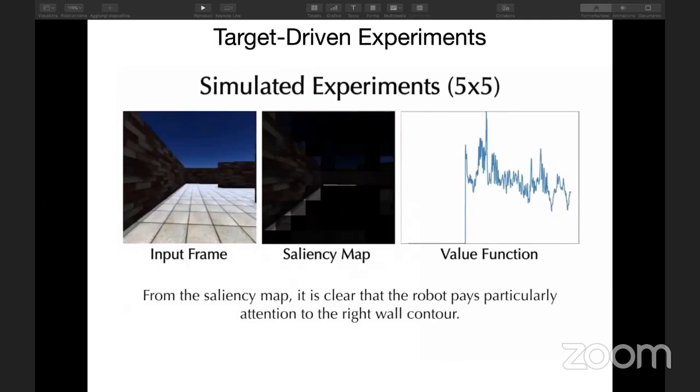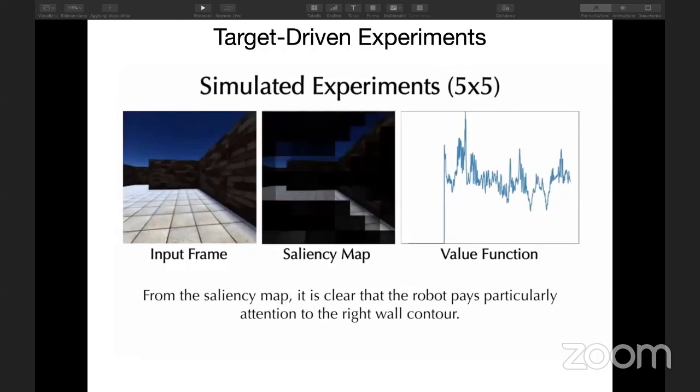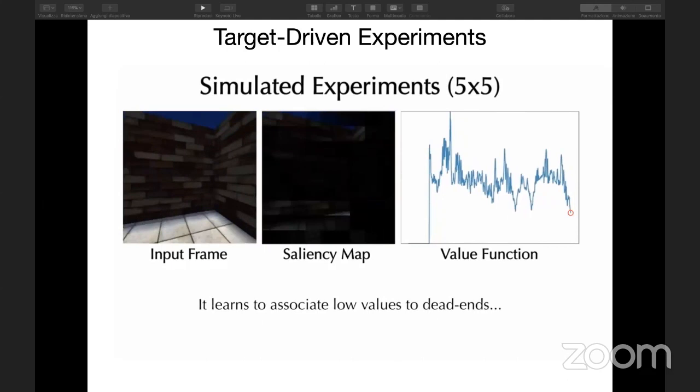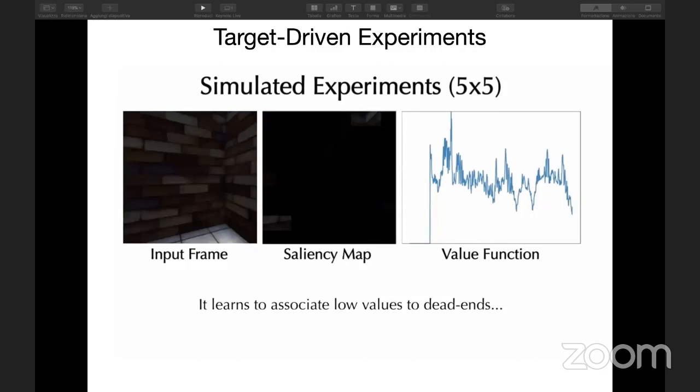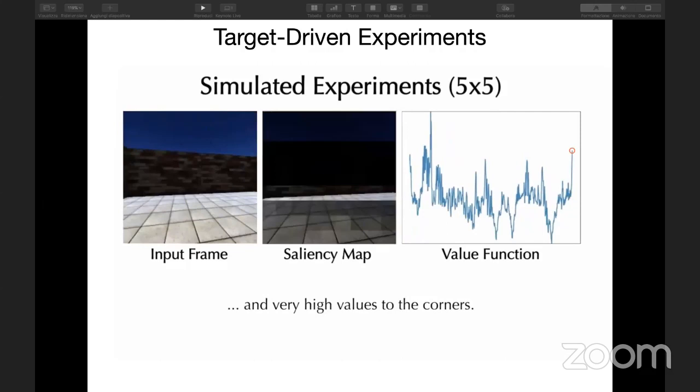In the target-driven experiment, we can see again that the agent is basically following the right wall. On the central frame, we can see the saliency map, which describes the parts of the images to which the agent is paying more attention. In this case, we can see the agent is focusing especially on the corners and the contours of the wall, of the right wall, as we imagined. On the right, we can see the value function produced by the critic, which shows very low values in correspondence of the tents, and on the contrary shows high values in correspondence of the corners.